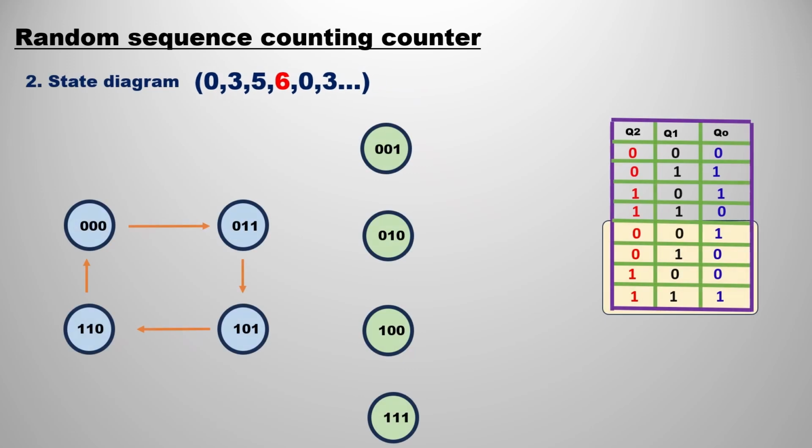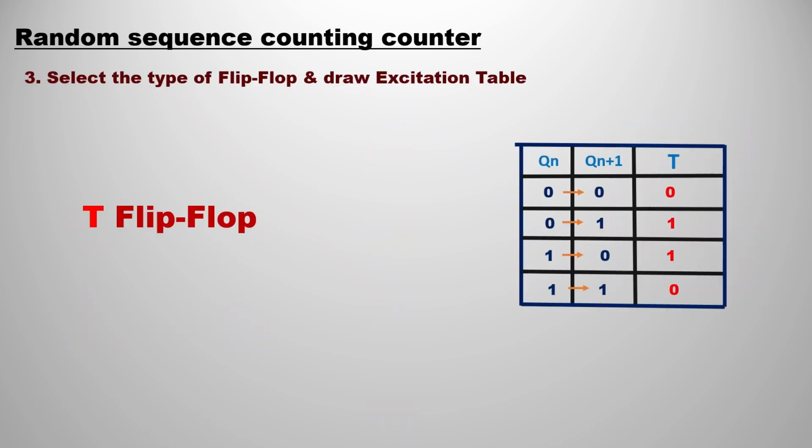In the same way, the next step is to draw the state diagram. The sequence is 0, 3, 5, 6, 0, 3, 5, 6. You can see that I start with 0, 3, 5, 6 and again go to 0. The remaining 4 states are the unused states, or I can simply say invalid states for this sequence. You can see in the truth table also, Q2, Q1, Q0: the first 4 states are valid states and the remaining 4 states are invalid states, highlighted in yellow color. And the third step is to select the type of flip-flop that you are going to design.